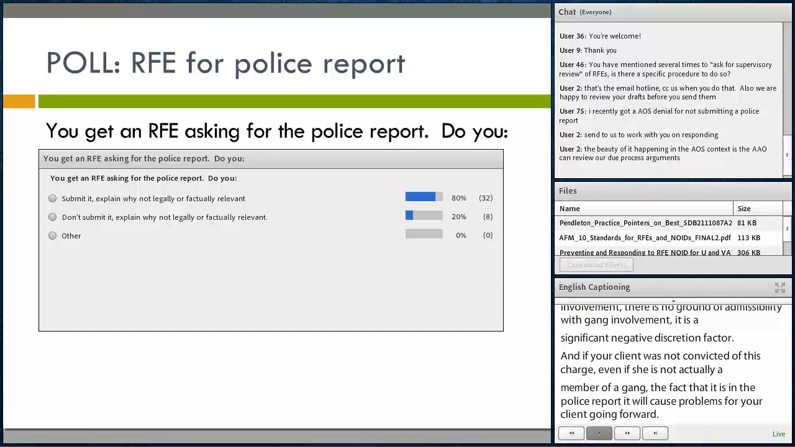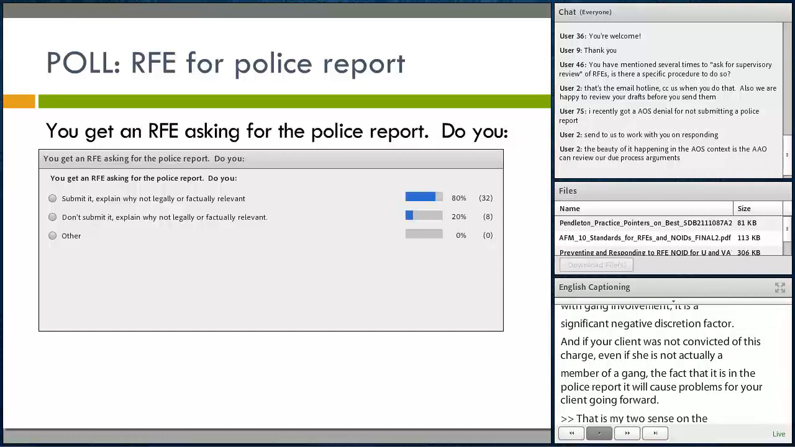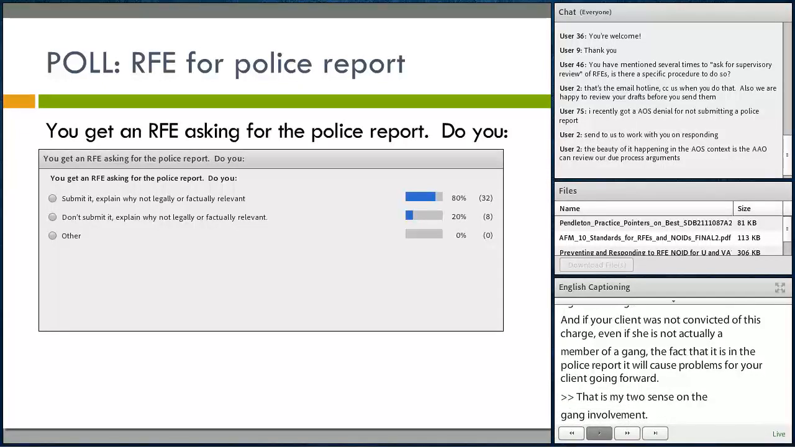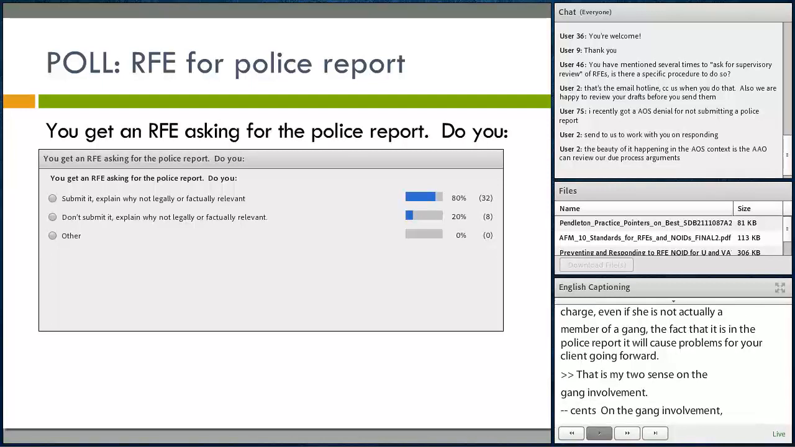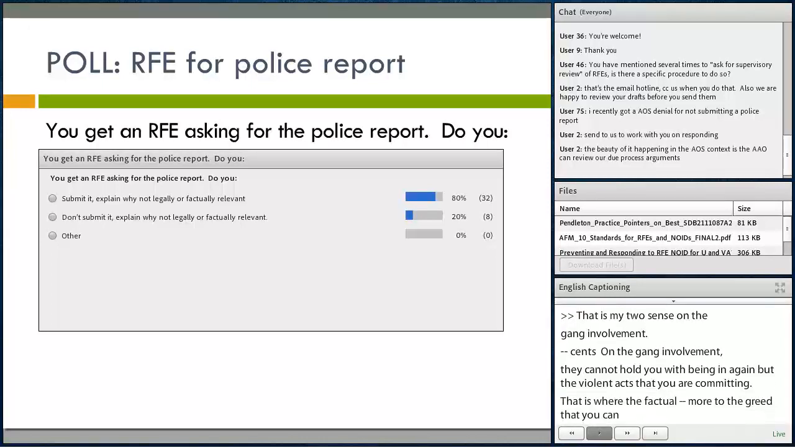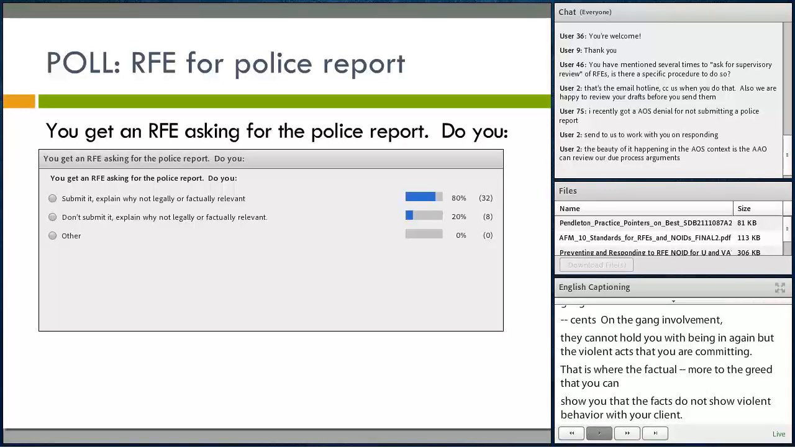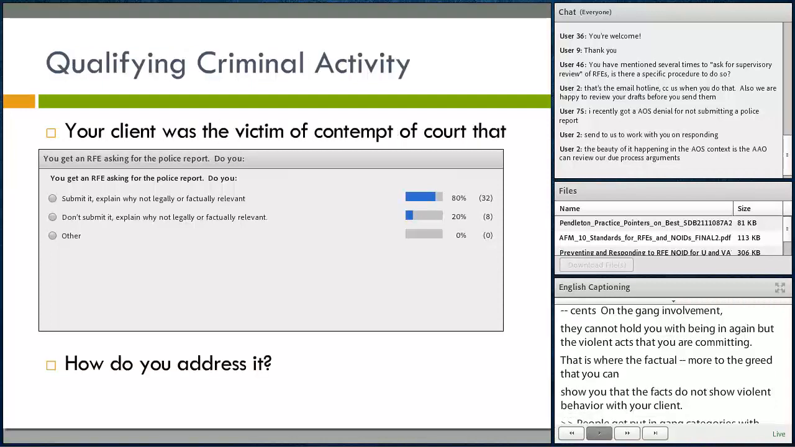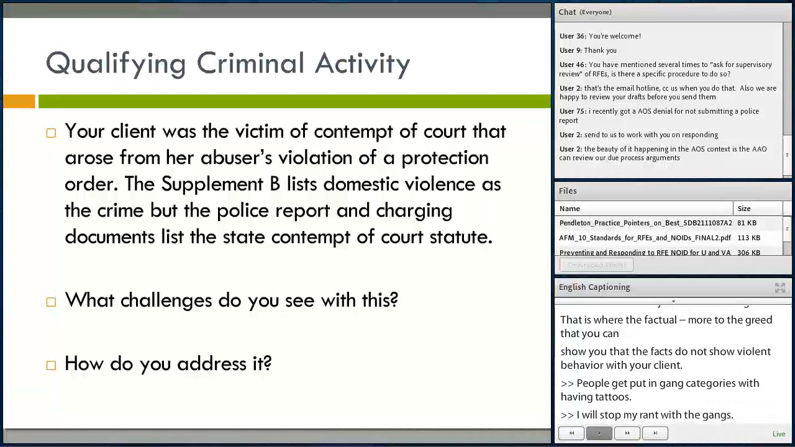Yeah, and that's my 2 cents on the gang involvement thing too. To be honest, I don't know how this survives constitutional scrutiny either, but it's basically a presumption that if you're in a gang, you're committing violent acts. Association is a fundamental First Amendment right, so it's not being in a gang that they can hold against you. It's the violent acts that presumably you're committing because you're in a gang. So to the degree that you can show the facts don't show any kind of violent behavior by your client, that will be helpful, because people get put in gang databases for having tattoos. Anyway, I'll stop my rant on the gang thing.